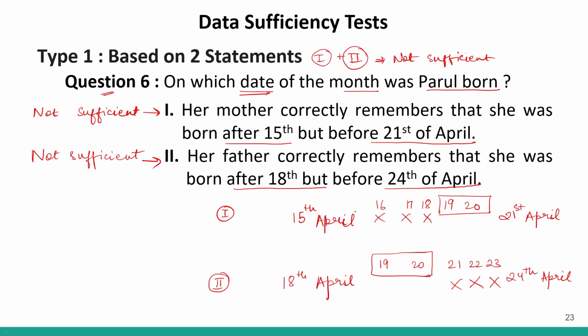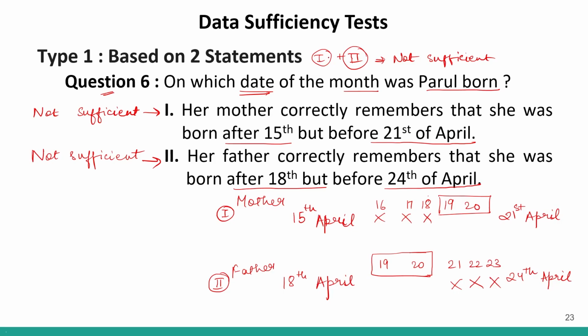How did I eliminate? According to the mother, she was born after 15th April, and according to the father, she was born after 18th April. So up till 18, I could eliminate, right? And according to the mother, she was born before 21st April, and according to the father, she was born before 24th April. So I could eliminate from 21st onwards. So the two dates that were left with us were 19 and 20, which we are not sure of.